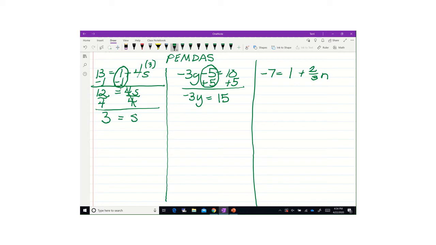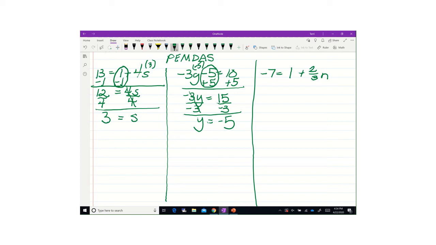The negative 3, my coefficient, is what I'm going to divide both sides by. So I'm going to divide by negative 3. Negative 3 divided by negative 3 becomes a 1y, so I just bring down my y. And then 15 divided by negative 3 is negative 5. Let's check and see if we're correct. I'm going to put my negative 5 up here for the y. Negative 3 times negative 5 is a positive 15. 15 minus 5 is 10. My answer is correct.